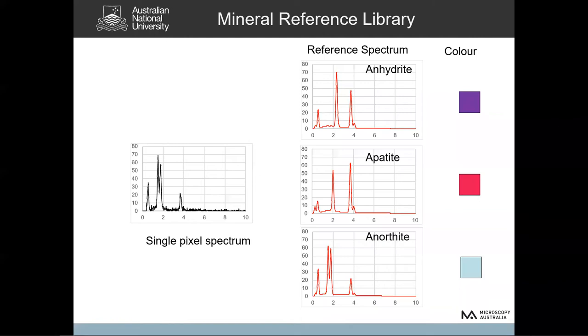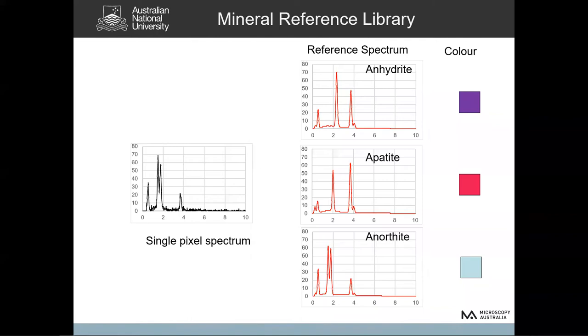So in the technique that I'm referring to, we have a library of compounds or minerals, and for each mineral or compound, we have a reference spectrum, and we assign a color according to each mineral. So here's our library. There's only three minerals in this library for simplicity. And typically this is chosen from a much larger library of compounds that's available within the software. So the idea is that you actually tell it which minerals you want to look for before you start doing the post-processing.